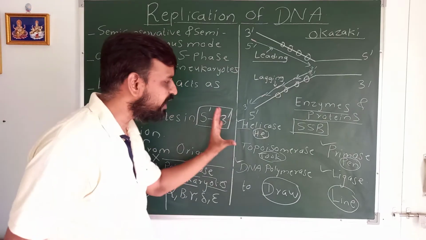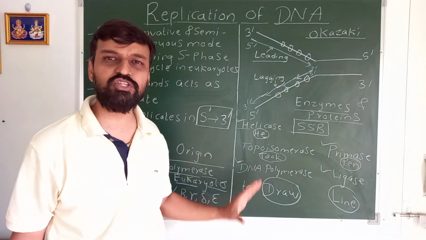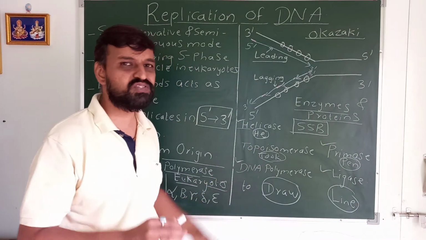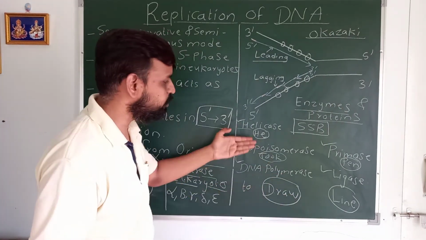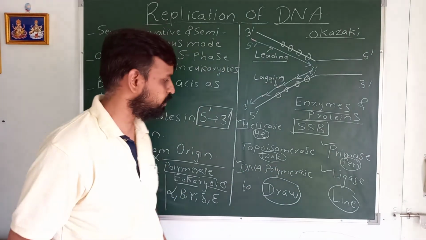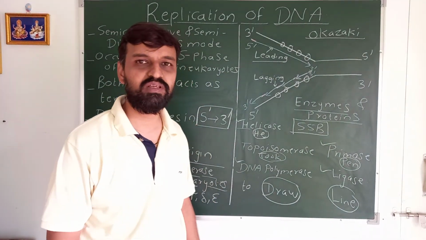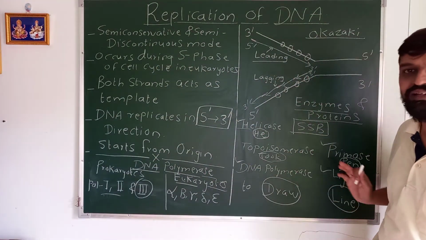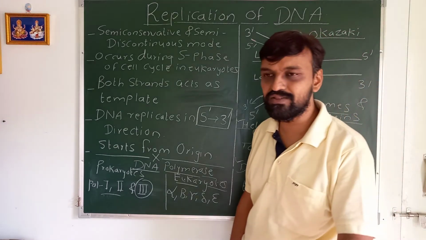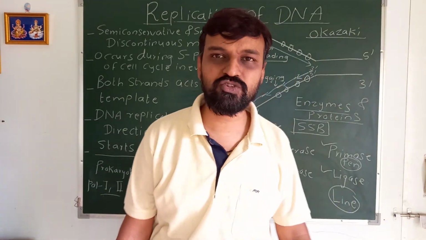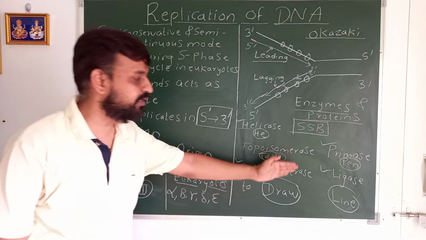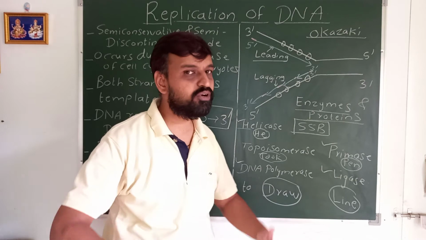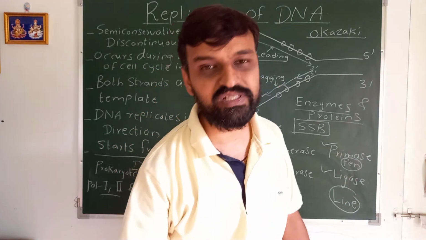So I have formed a very simple sentence with which you can keep the things easily in mind: He took pen to draw line. See how simple the sentence is. He took pen to draw line. He for helicase, took for topoisomerase, pen for primase, draw for DNA polymerase, and line for ligase. So guys, this is all about the DNA replication process.